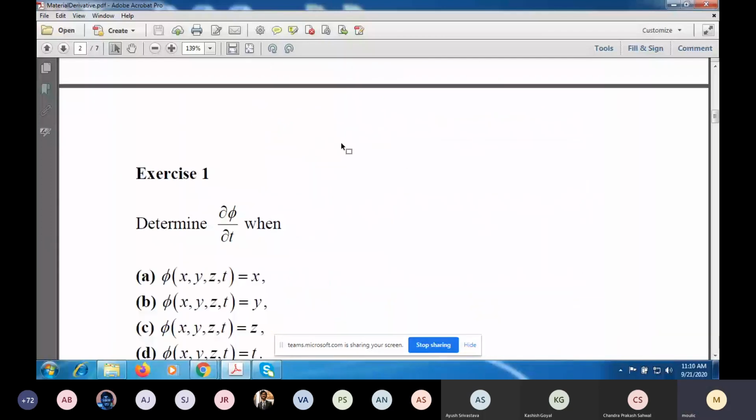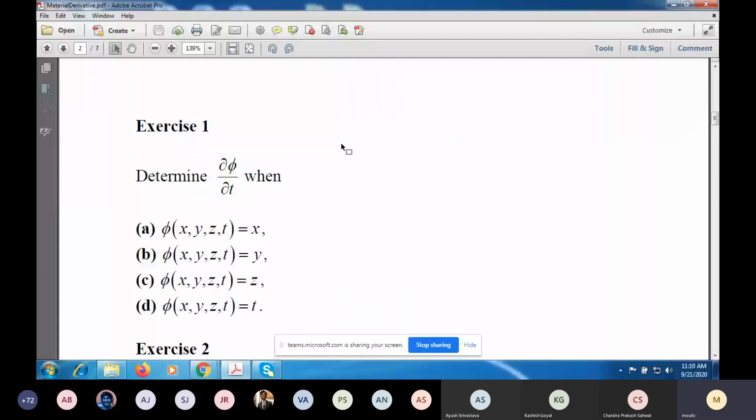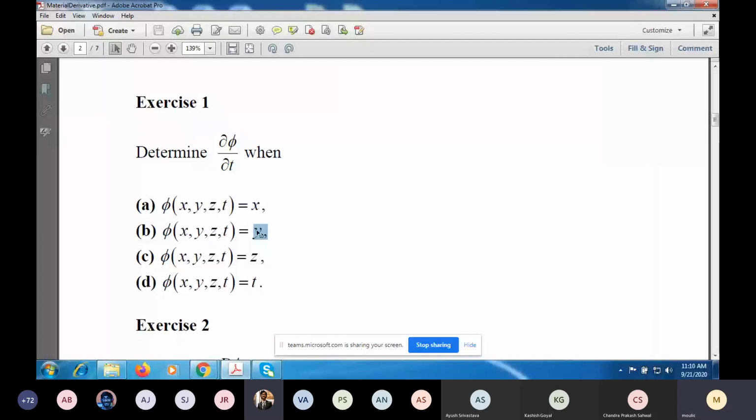Now, to fix your ideas, suppose I want to find del phi del t, then phi is x, phi is y, phi is z, and phi is t. Can you tell me what will be the answer to question number 1a? 0. Okay. B? 0. Okay. C? 0. And D? 1. Okay.